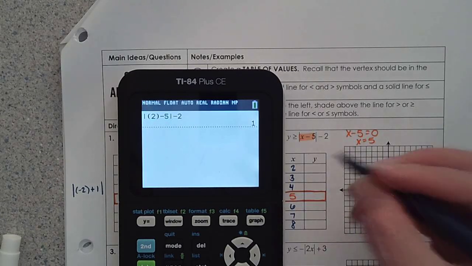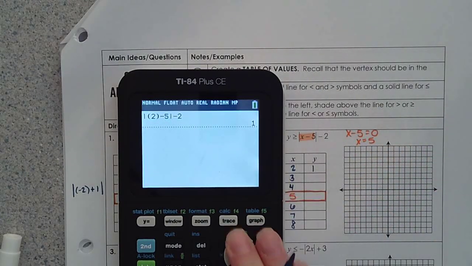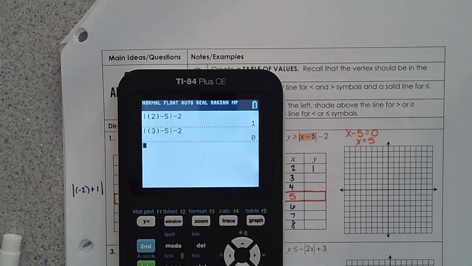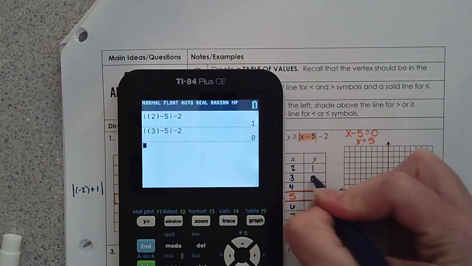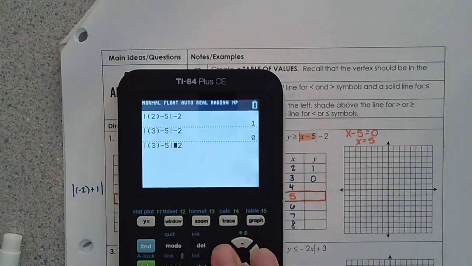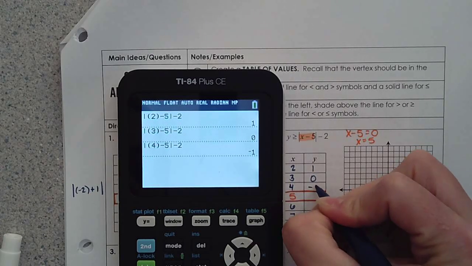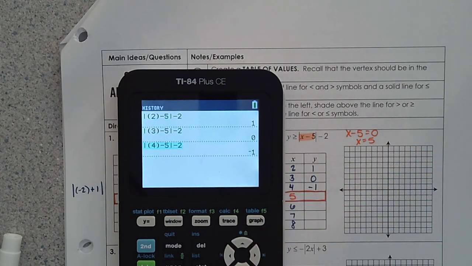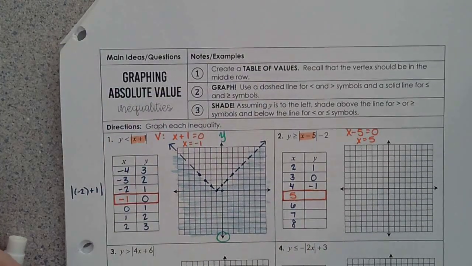Okay, so this gives me a 1. We're going to do this again with a 3 on the inside. That gives me a 0. Again with a 4. Negative 1. Go ahead and continue filling in your table, please.